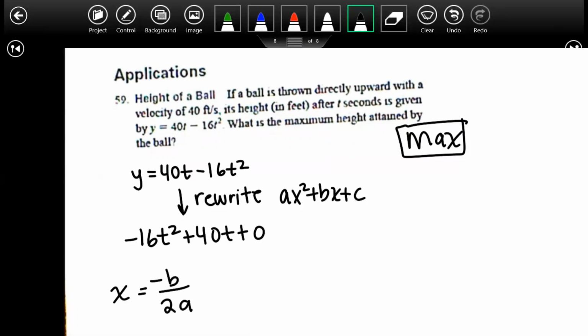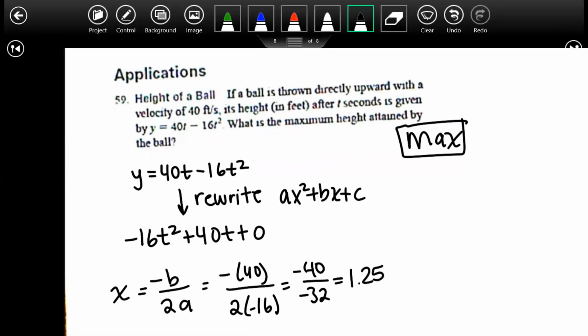What is my b? Negative 40 over 2 times negative 16. We're going to get negative 40 over negative 32. Can someone give me the decimal representation of that? 1.25. So yes, we're dealing with decimals. It's okay. So this tells me my ball hits a maximum height after 1.25 seconds in the air. This is t, that's our time. So at t equals 1.25 seconds, we're going to hit a max.